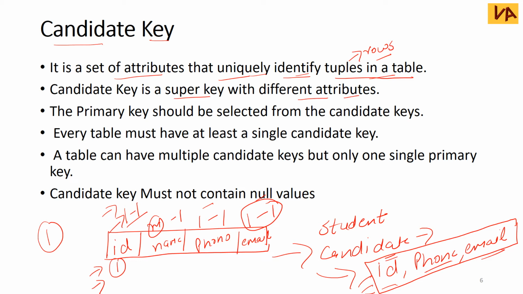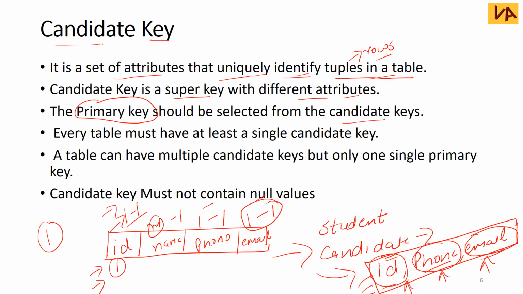The primary key should be selected from the candidate keys. This is the main point. The primary key which we select will be selected from the candidate keys. These are the candidate keys which can identify a tuple, right? So we can take ID as the primary key, or we can take the phone number as the primary key, or we can take the email ID as the primary key.